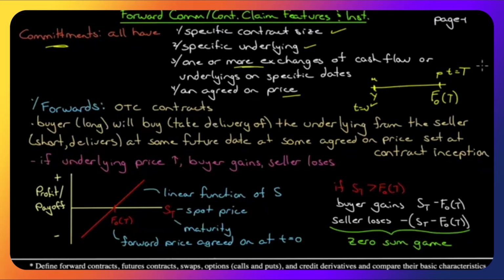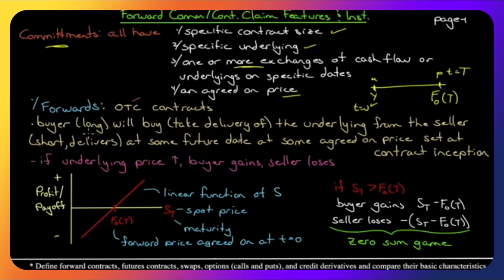So let's start with forwards. Forwards are a common name to use for a contract which is traded OTC, over the counter, in a dealer market. It's an OTC contract. When we get to futures, we will see that a futures contract sounds like a forward contract. And it is. The only difference is a futures contract is traded on an exchange. So futures contracts are forward contracts, but traded on an exchange. So they're all called forward contracts at the heart of it.